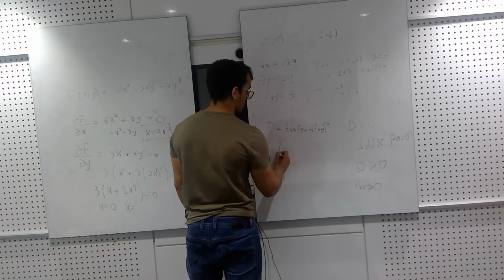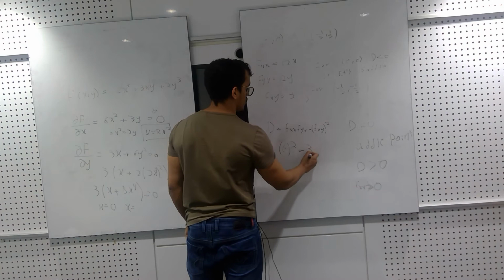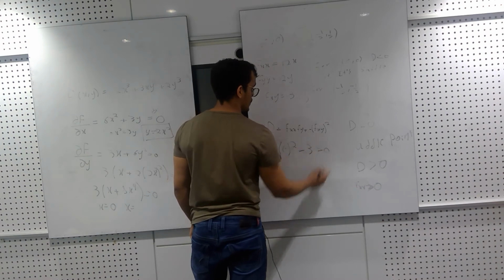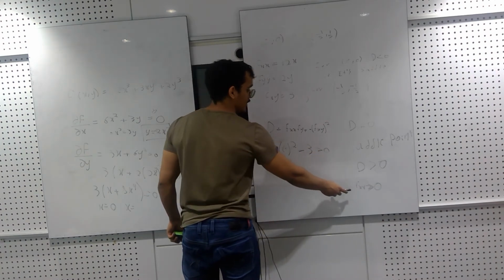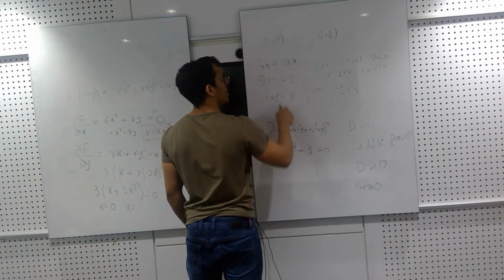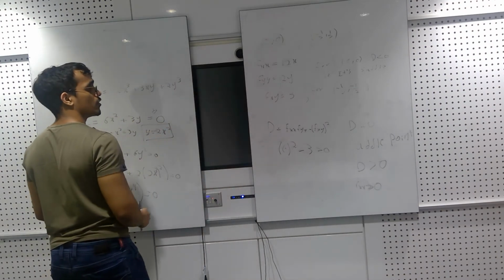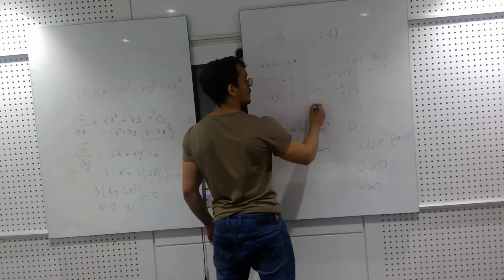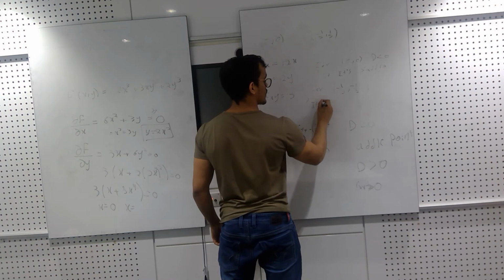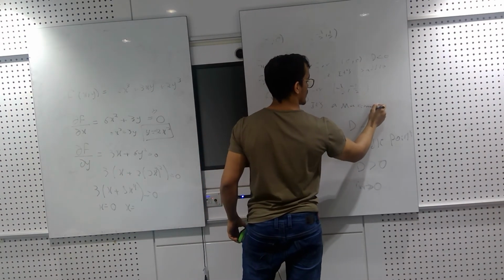So it's x squared minus 3, which is definitely greater than 0. So we see the second derivative function for this one will be equal to negative. So it's a maximum point.